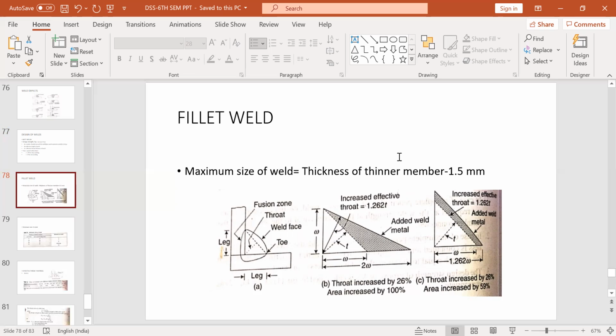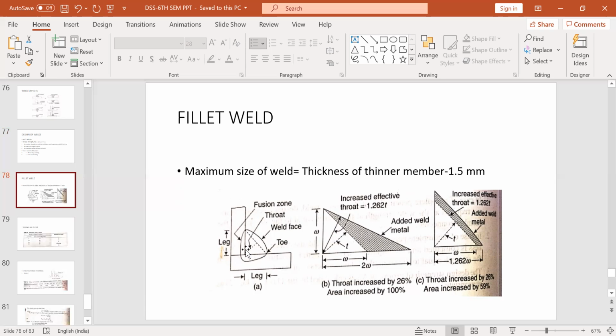Suppose you are connecting two plates which are 8 mm and 12 mm, or 8 mm and 10 mm. Then what will be the maximum size? 8 minus 1.5, that is 6.5. That will be the maximum. Now see here, in this fillet weld, you are connecting this. This length is called the leg. This is the leg of the member. This is called the leg. Okay. And this is the hypotenuse.